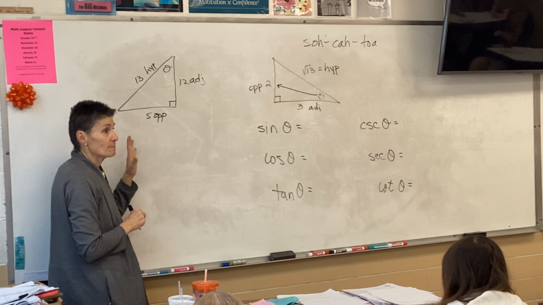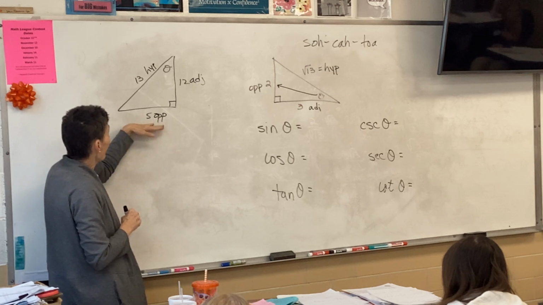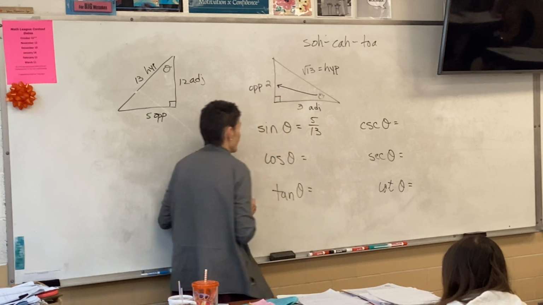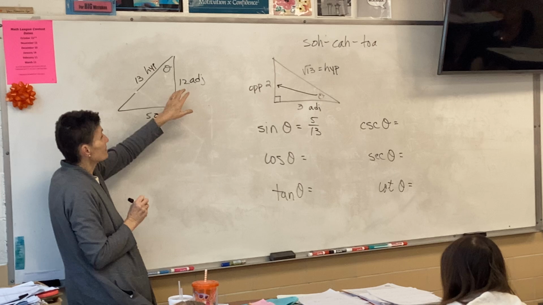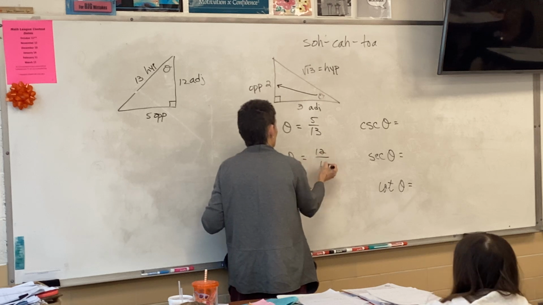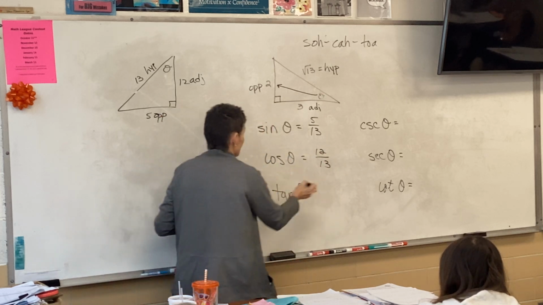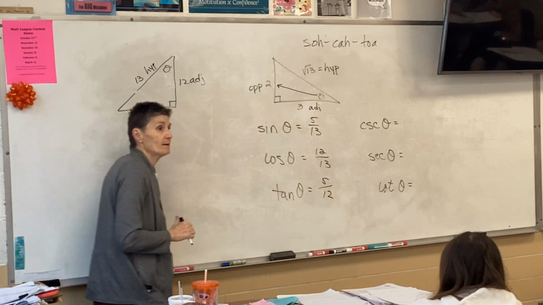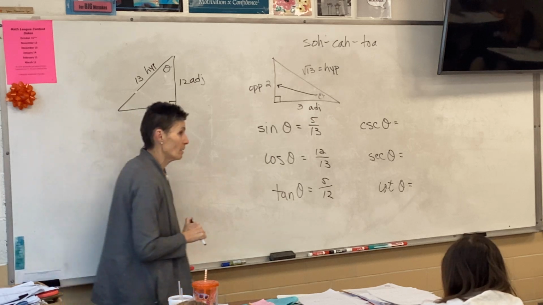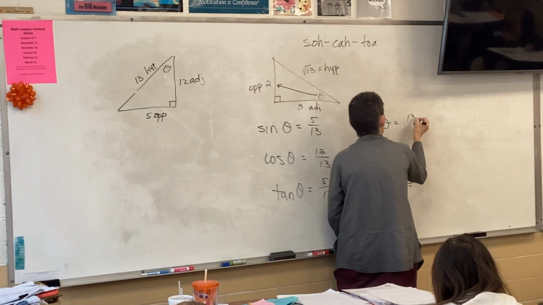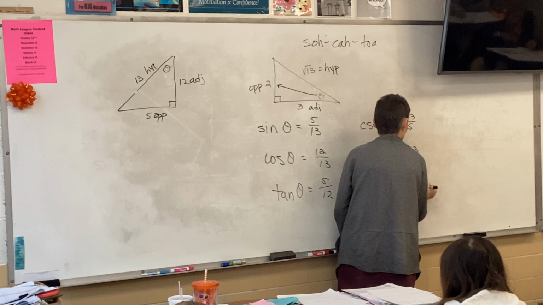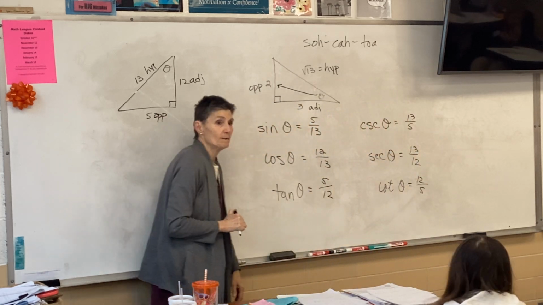We're not going to have radicals this time, so it's going to be easy. Sine is opposite over hypotenuse, so 5/13. Cosine is adjacent over hypotenuse. And tangent is opposite over adjacent. Does that look okay to everybody? And how do we find the other 3? We just flip them over. So the cosecant is going to be 13/5. Secant is going to be 13/12. And cotangent is going to be 12/5. Everybody good?